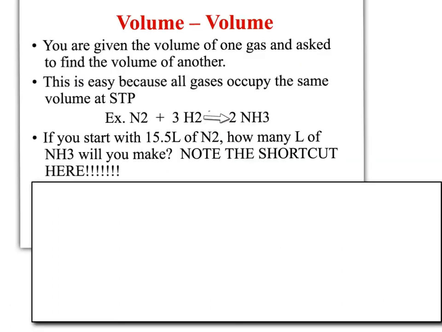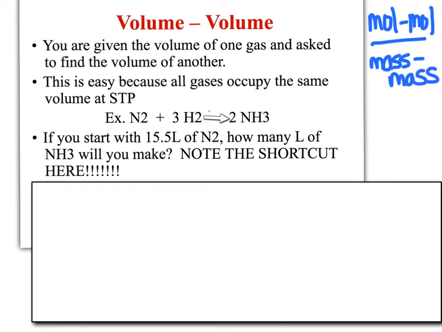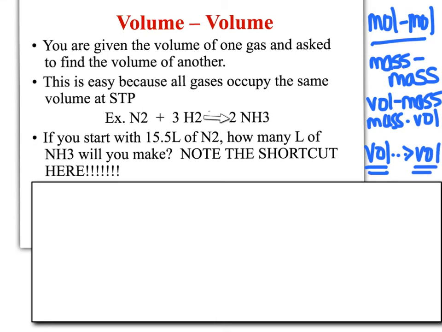Okay, our last type of problem. We've learned how to go from simply moles of one thing to moles of something else. That was easy, we just do the ratio. We've learned to go from mass of something to mass of something else. We've learned how to go from volume of something to mass of something else, or vice versa, from mass of something to volume of something else. And our last one is going to be, what if they give you a volume of one thing and they want to know the volume of something else?